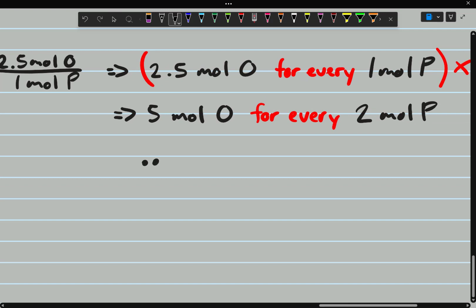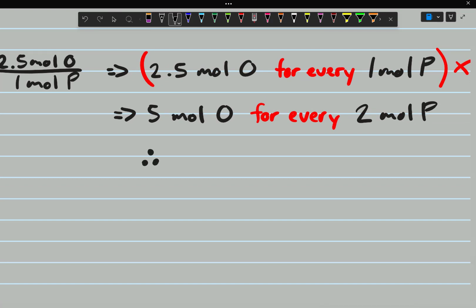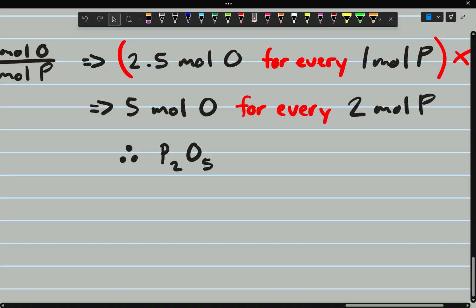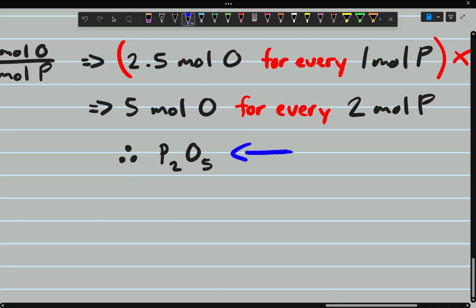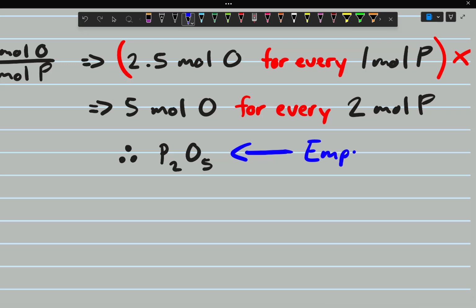logically, that means that our empirical formula is going to be P2O5. There are 5 moles of oxygen for every 2 moles of phosphorus. That's what this means, right? Now, are we done? No, we are not done. We are not done because this is what we call the empirical formula.